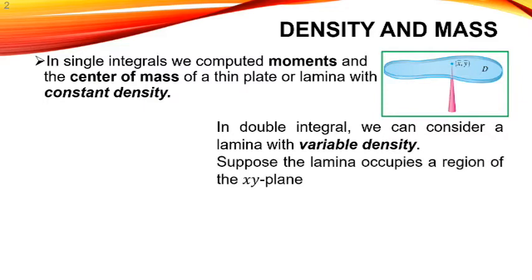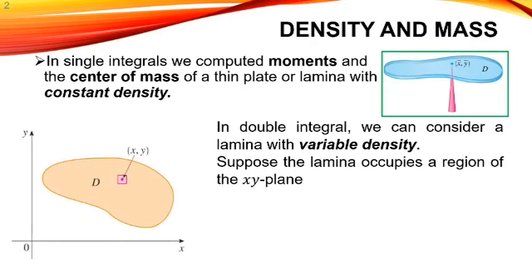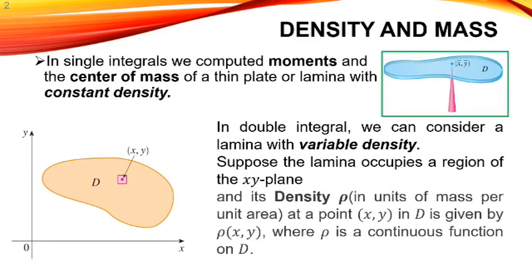So suppose the lamina occupies a region of the xy plane, for example. So yung one point or small piece doon sa thin lamina, okay? So in unit of mass per unit area, so yung unit area na to, merong given na density function where yung rho or Greek letter rho is the continuous function on D. So siya yung tinatawag nating density function. Okay, so the density of the thin lamina at a point xy.